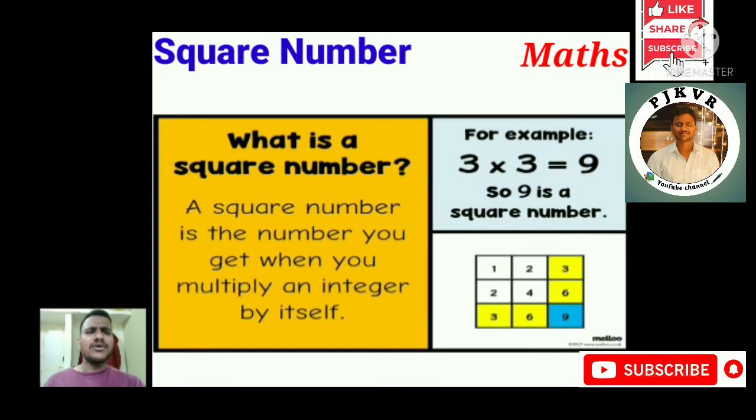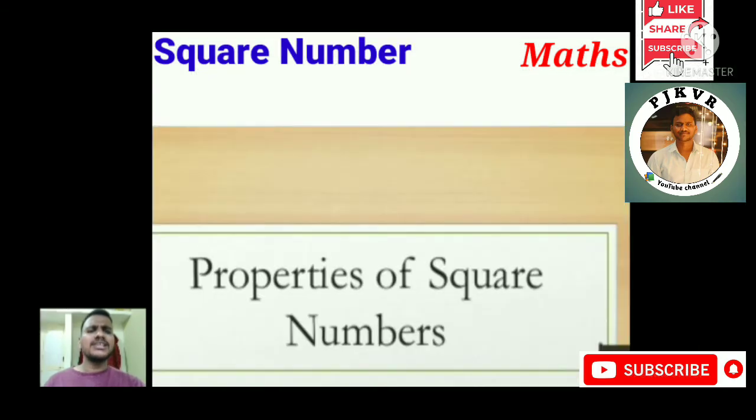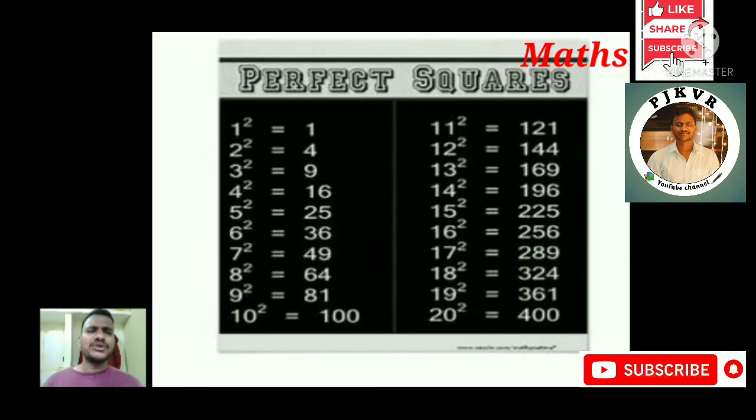Now we move on to the properties of squares. There are so many properties, but in this class we will discuss only 4 properties. Before going to the properties, we have to know the concept of the square number, the perfect square number.